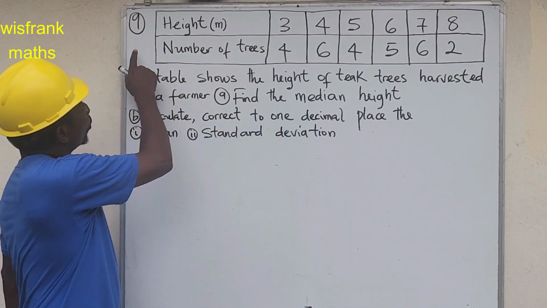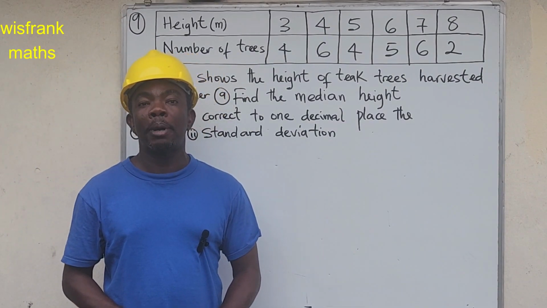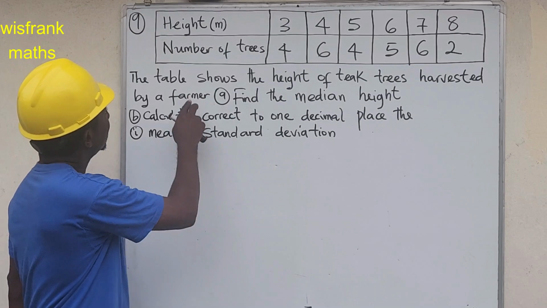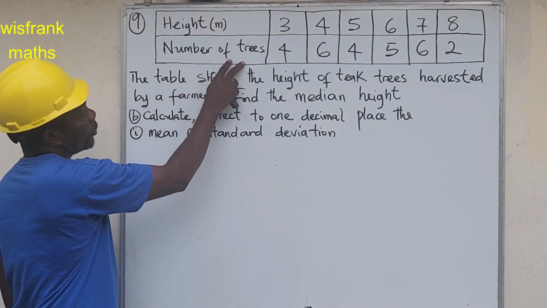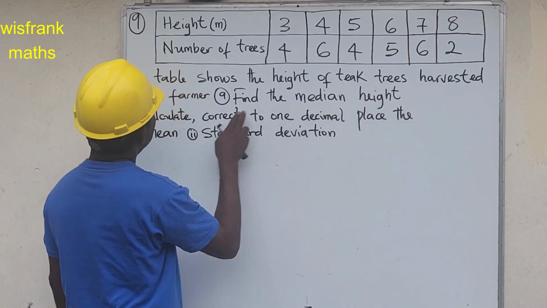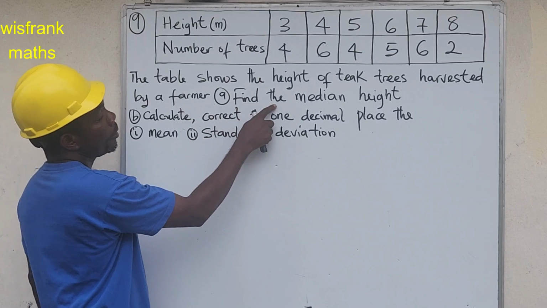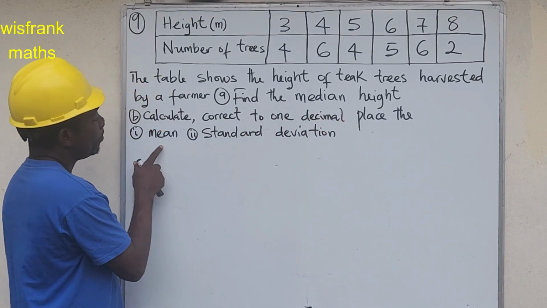Today we are looking at question number 9 from the 2023 June WASSCE Core Mathematics Examination. This is a table that has height in meters and number of trees. It says, the table shows the height of thick trees harvested by a farmer. A. Find the median height. B. Calculate, correct to one decimal place, the mean.